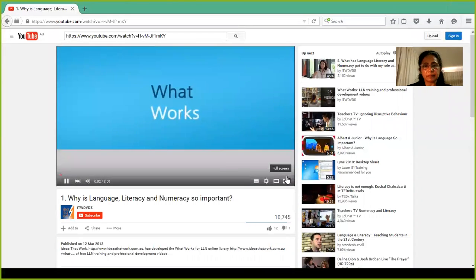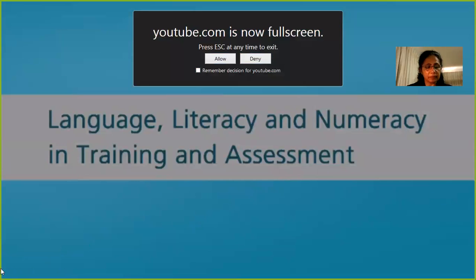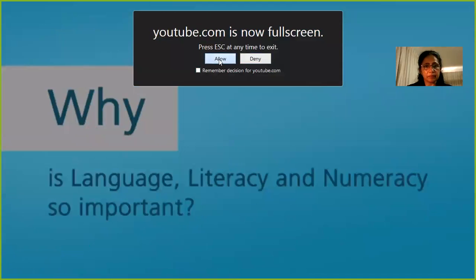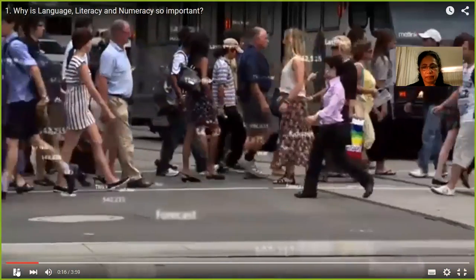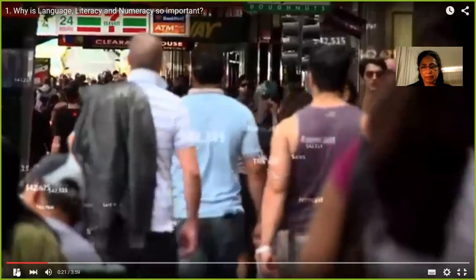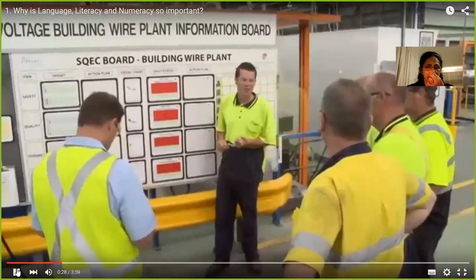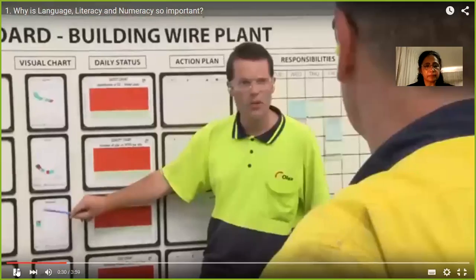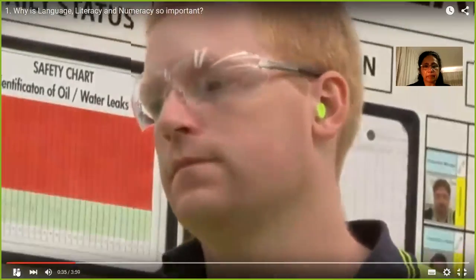What works? Language, literacy and numeracy training and assessment. Why is language, literacy and numeracy so important? We all use language, literacy and numeracy skills, or LLN, in our day-to-day activities. What do we understand by this term, language, literacy and numeracy? Language is the main way humans make and understand meaning when we speak, listen, read, and write.